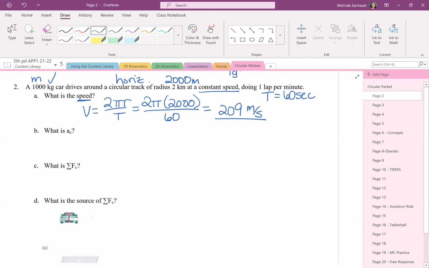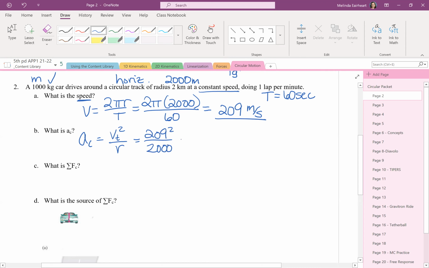Well, now that we know this speed, and it's a constant speed, so it doesn't matter where it is, what is the magnitude of acceleration, centripetal? And so that's similar, plug and chug. Now that we know the speed, we can take that 209, square it, and divide it by the radius, which again is 2,000. And so that number squared divided by 2,000. And I get 22 meters per second squared. Math not too bad, I hope.